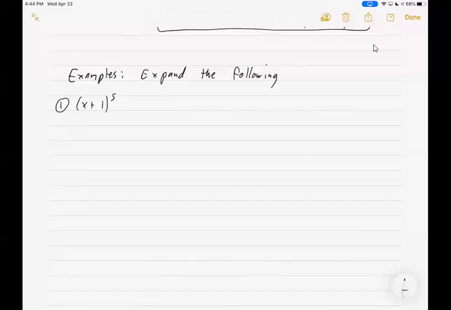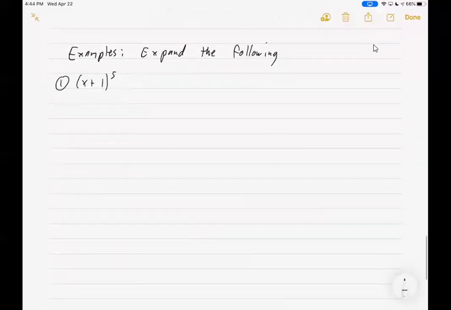Okay, so it's time to look at some examples. All right, so if I want to expand the quantity x plus 1 raised to the fifth power, I could do that. Now, there are a number of ways I could do that.